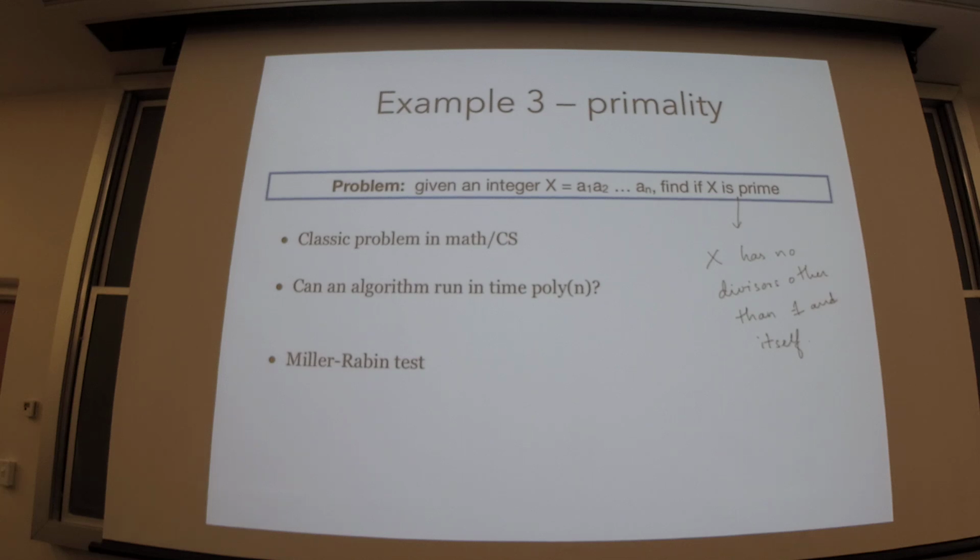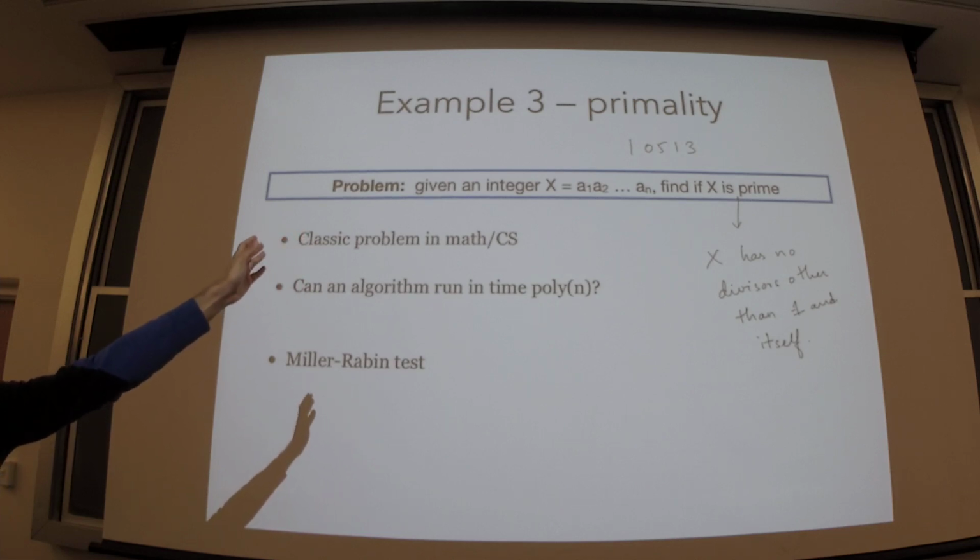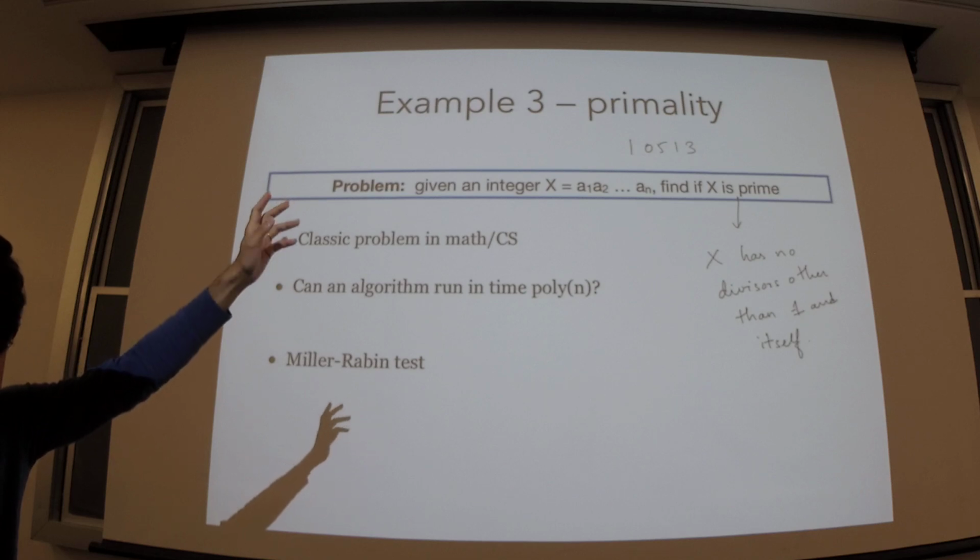So how do you normally check if a number is prime? Yeah? Check the square root of x. Yeah. So the normal procedure, which I'm sure all of you saw in school, is you are given some number, let's say 10513. So you go up to the square root of that number and check if any of those integers divide x.